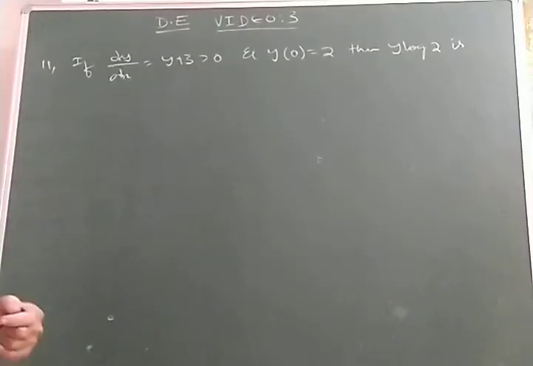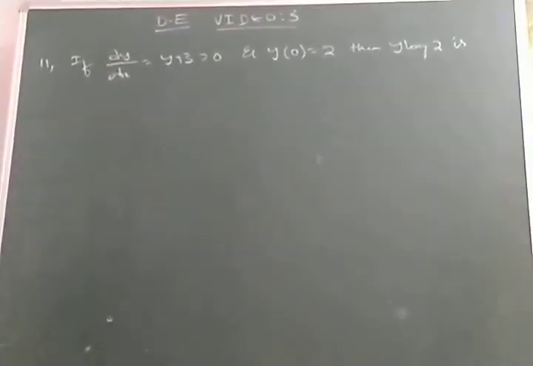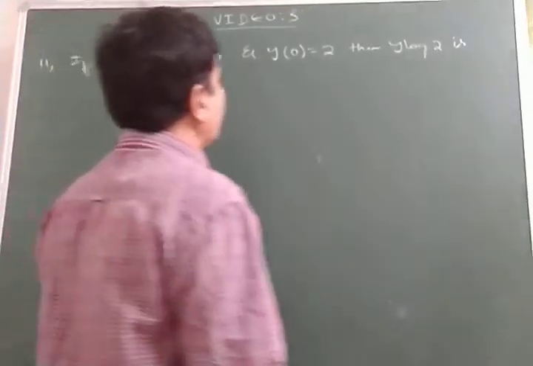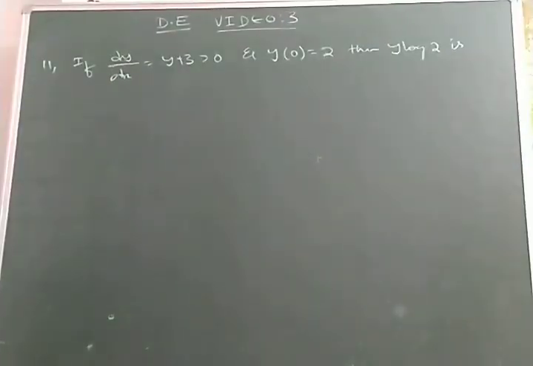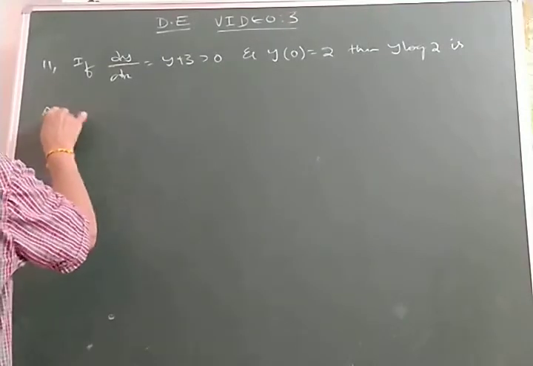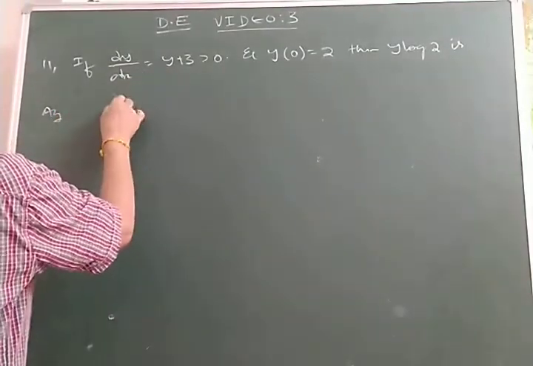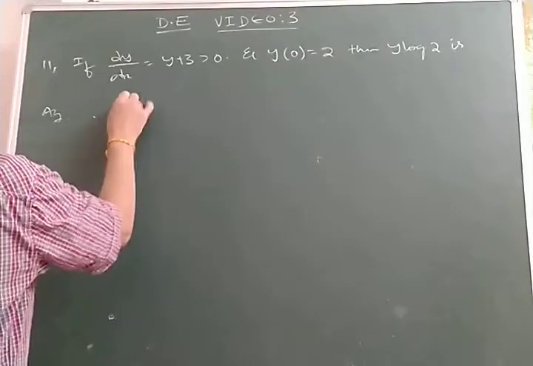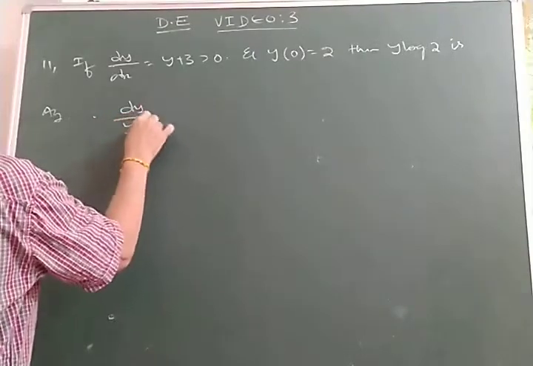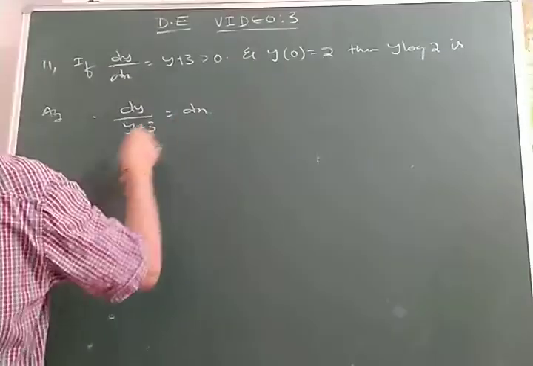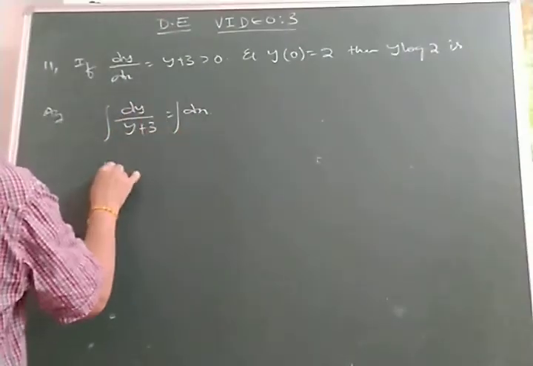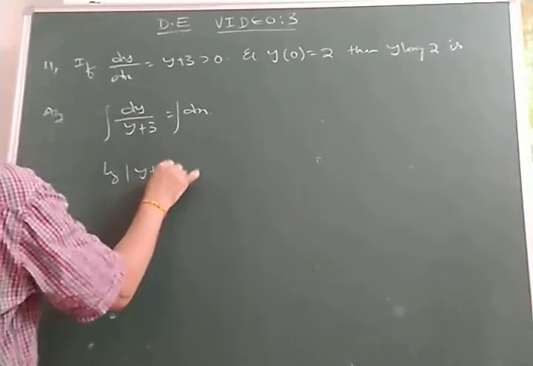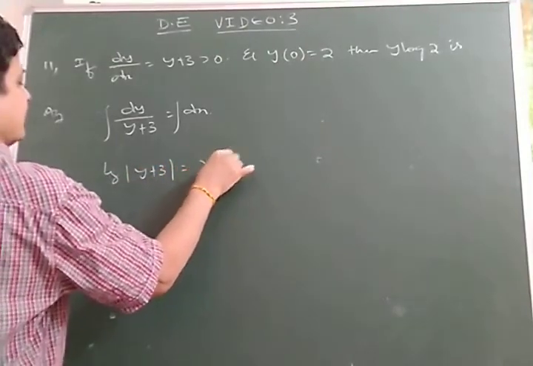Question number 11. If dy/dx = y + 3 > 0 and y(0) = 2, then y(log 2) is? First of all, we integrate this one: dy/(y + 3) = dx. Now applying integration on both sides, log|y + 3| = x + log c.